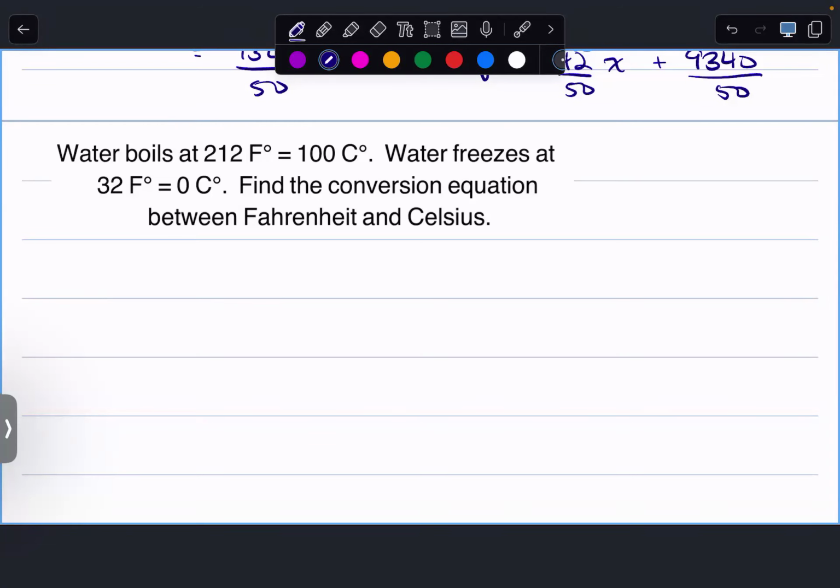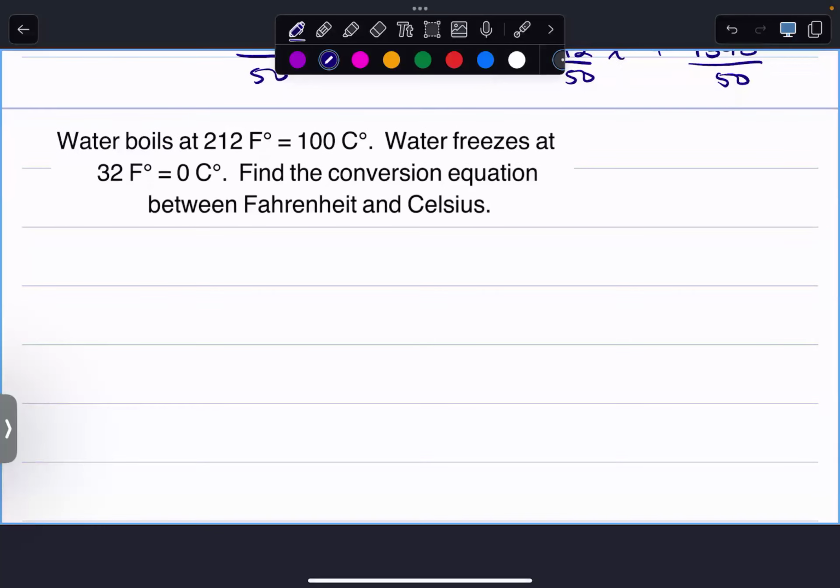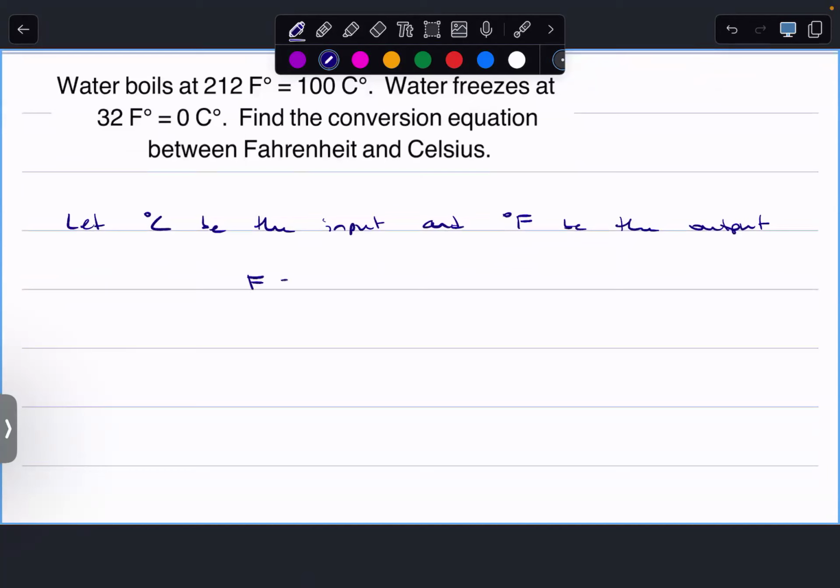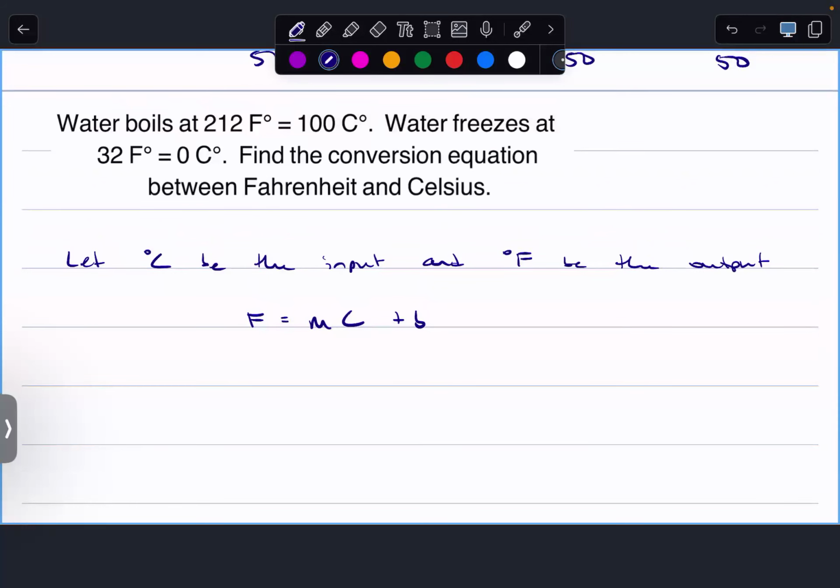Input, output. Let degrees Celsius be the input and degrees Fahrenheit be the output. So then we have something like F is m times C plus b that we're trying to find. You can try it using the opposite input and output, but it's just rearranging the formula.